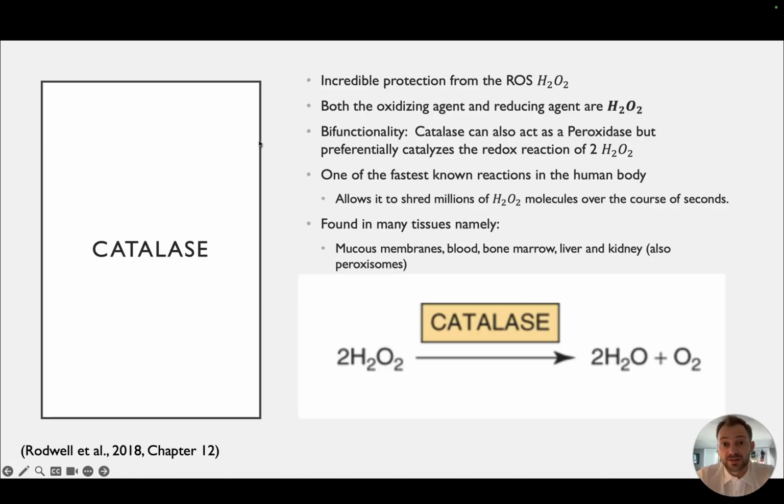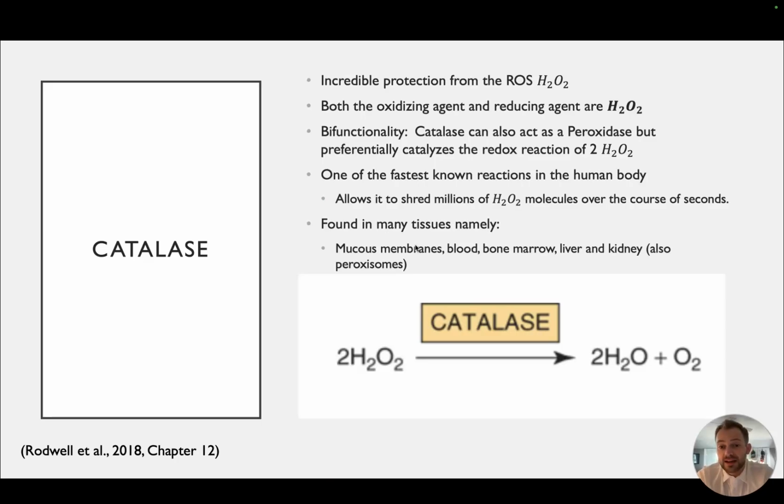Catalases are the incredibly efficient enzymes that I was just trying to refer to. So catalases are super important because they're able to actually use hydrogen peroxide as both the electron donor and the acceptor in these reactions. And so what they're doing is they're actually combining 2 molecules of hydrogen peroxide to make 2 molecules of water and 1 molecule of oxygen, which are less reactive oxygen species than hydrogen peroxide.